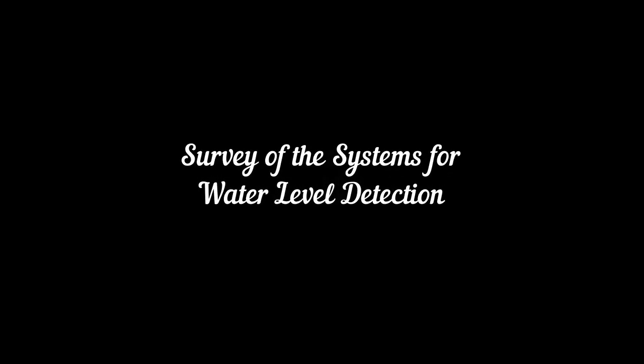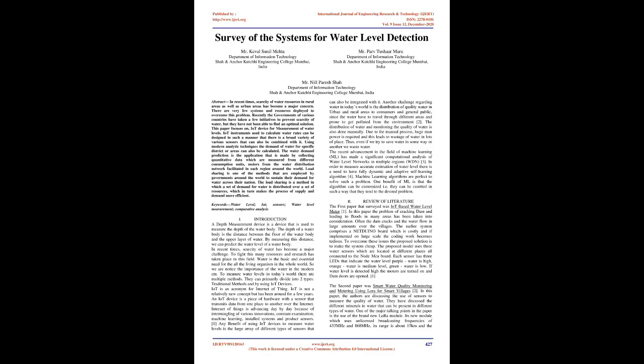Abstract. In recent times, scarcity of water resources in rural areas as well as urban areas has become a major concern. There are very few systems and resources deployed to overcome this problem. Recently, the governments of various countries have taken a few initiatives to prevent scarcity of water, but they have not been able to find an optimal solution. This paper focuses on IoT devices for measurement of water levels.